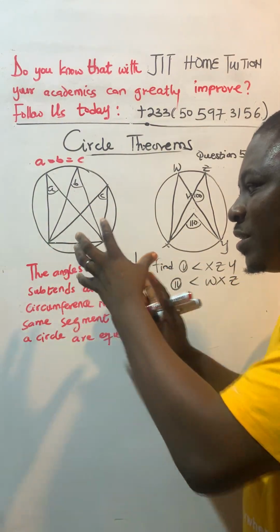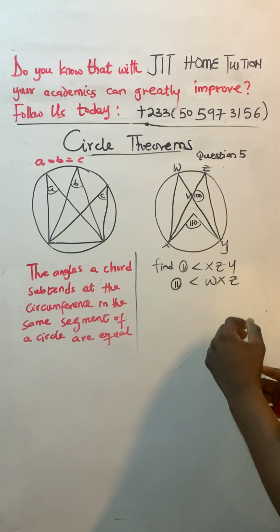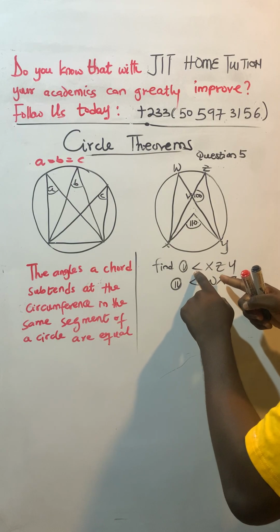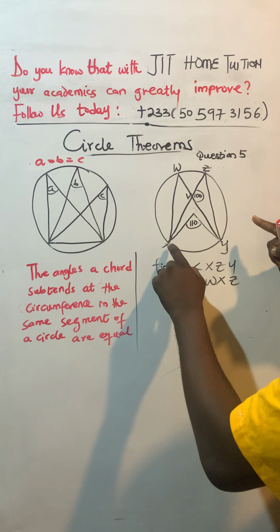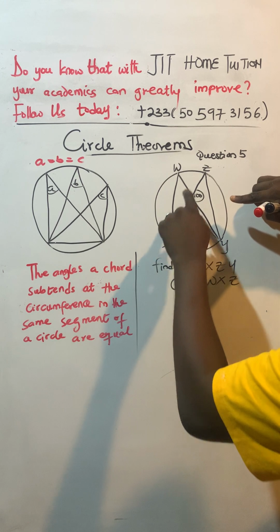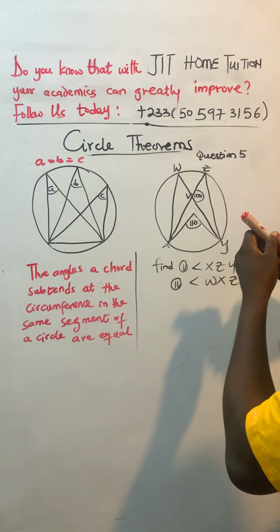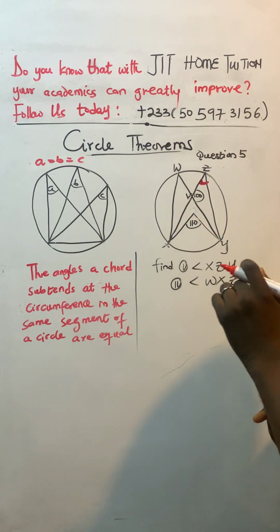Now, bringing this understanding to the question that we have over here. What is this question telling us to find? The question is saying that find angle XZY. It's referring to this angle. Now, how can we get this angle?